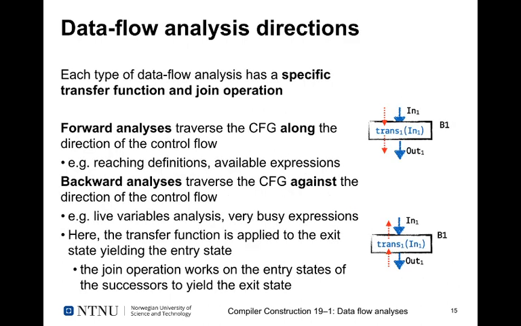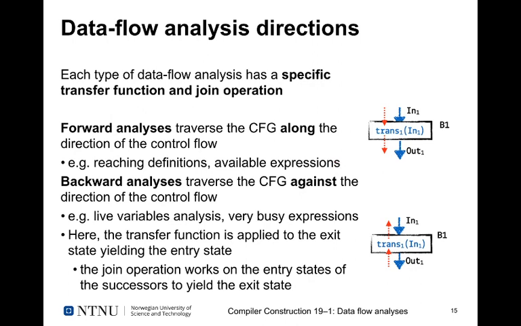So we can perform data flow analysis in two directions, and each type of data flow analysis has a special transfer function and a specific join operation applied to it. We can do forward analysis like this. In a forward analysis, we traverse the control flow graph along the direction of control flow. This can be used in several analyses like reaching definitions and available expressions, which we're going to look at.